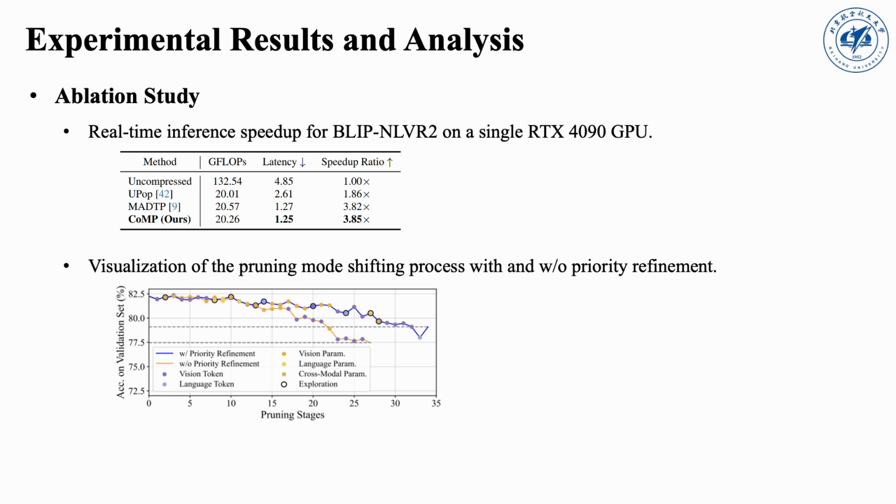Finally, we visualize the mode shifts across progressive pruning stages. COMP exhibits more frequent mode shifting and explores diverse modes at different stages. Some necessary exploration steps contribute to recovery and ultimately lead to higher accuracy. The curve also reveals a clear trend that token pruning dominates early stages, while parameter pruning becomes more prominent in later stages. This indicates that input redundancy is easier to remove first, while structural redundancy becomes more critical as pruning proceeds.